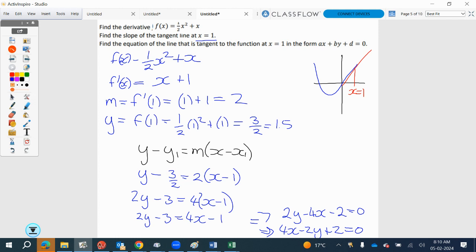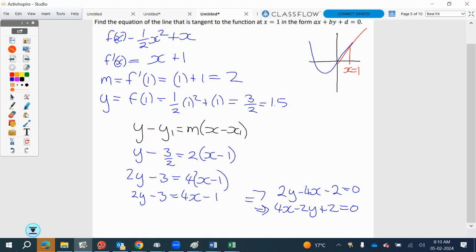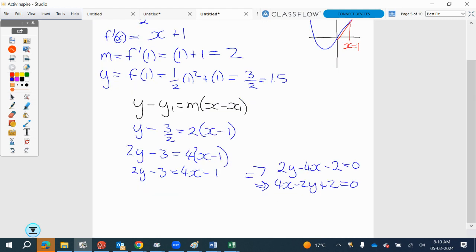You'll get this one right because it's an integer multiple, but all of those can be divided by 2. So we can have this as 2x minus y plus 1 equals 0. It's the same line. This is the simplest possible form.